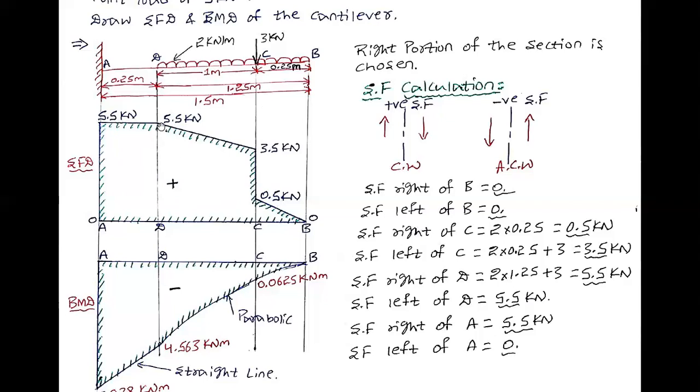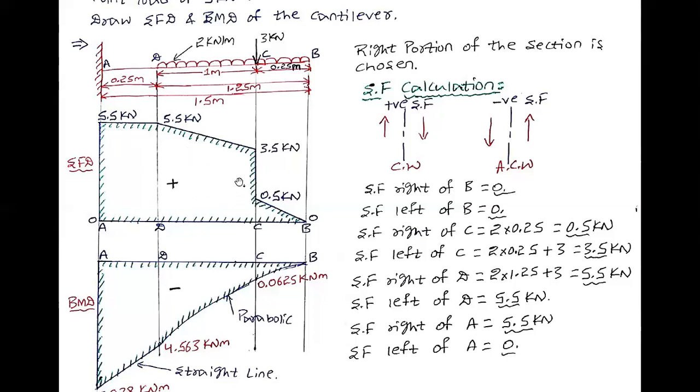If you see in between D and C, the member is subjected to UDL. If the member is subjected to UDL, the variation will be linear. Join 3.5 and 5.5. Now at point A, the value is 5.5, the other value is 0. Now if you see between A and D, no load is acting. Or if you take at point D, the UDL you have converted into a point load, the variation will be constant. All these values are positive. That's why I have drawn them above the baseline.